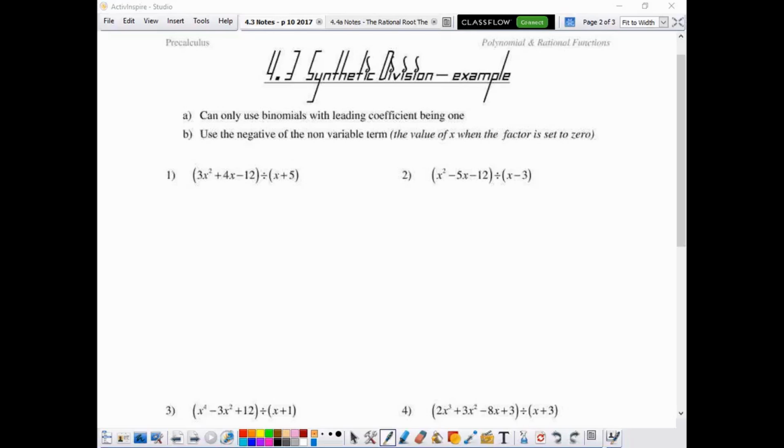Today we are going to divide polynomials using synthetic division. When you're going to use synthetic division, you can only do that if in the binomial you're dividing by, the lead coefficient is 1. If you've got anything other than a 1 there, you cannot use synthetic division.